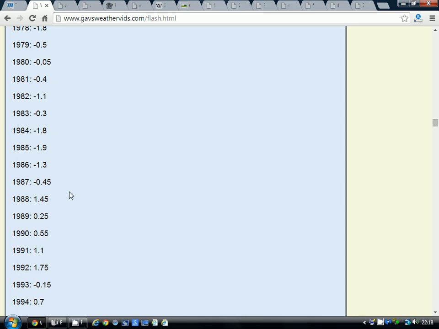But the years that were followed by milder winters actually have positive OPI. So we have 1988 here, for instance, at plus 1.5, followed by the very mild winter of 88-89. 1989 has a positive OPI, just about plus 0.25, followed by the mild winter of 89-90. So you can see what we're doing here. When we've got a negative number, it's reflecting that you could get a cold winter coming afterwards. When you've got a positive number, it's reflecting the fact that you could get a mild winter coming afterwards.